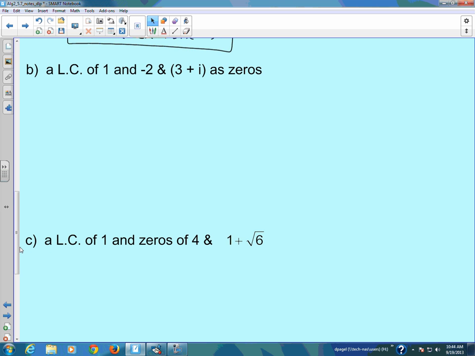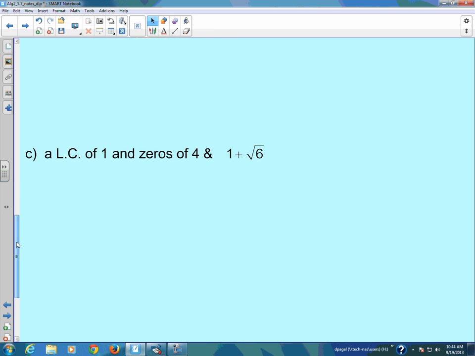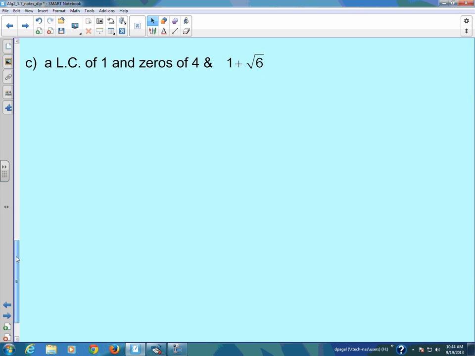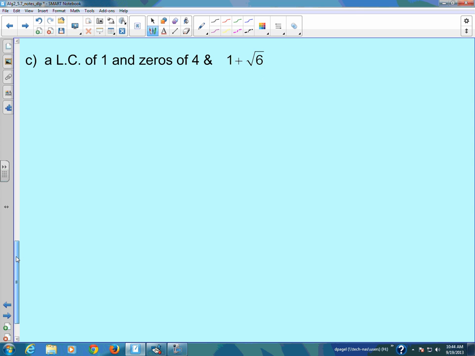All right, let's try one with an irrational conjugate. So let's try this C version here. Leading coefficient of 1, zeros of 4, and 1 plus the square root of 6. So again, this has an evil cousin, 1 minus square root of 6. Every time I see that, I have 1, 2, 3 real zeros.